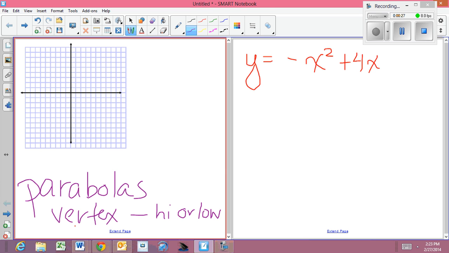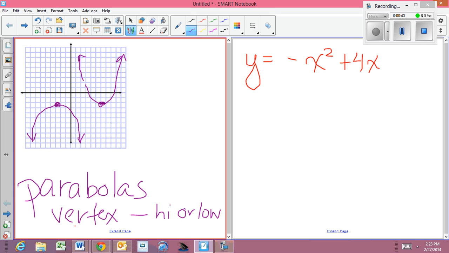So a parabola might open up like this, and if it opens up, then that low point is called the vertex. The parabola might also open down. So if it opens down, it's the high point that is the vertex. And then we learned about how to find the vertex.